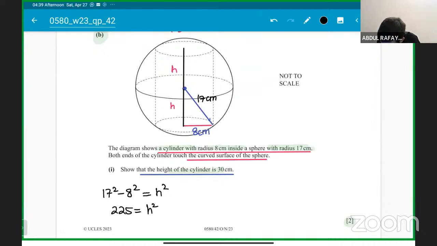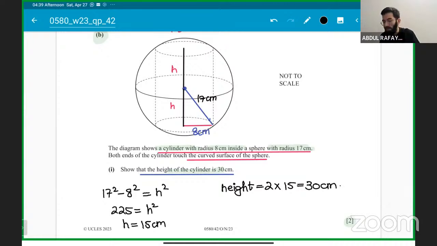और it will be square root of 225, 15 होता है, right? So 15 centimeter is the half height. So height of the cylinder will be double of that. 2 times of 15 will be 30 guys. Okay, understanding? Clear with me?